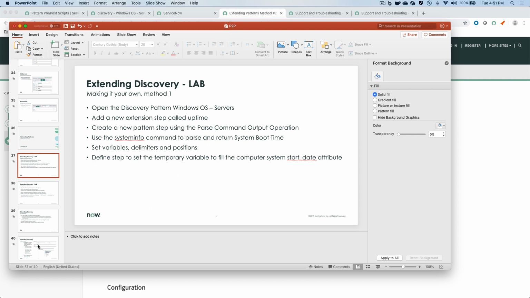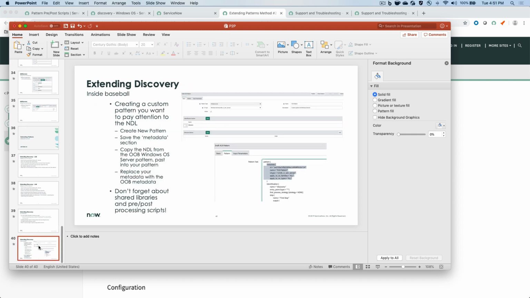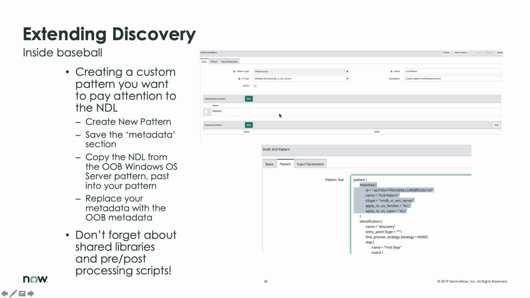I do have one other piece about the inside baseball one. This is a good one. If you want to duplicate, we all know it's a good practice, back in probes and sensors, if you want to do your own Windows OS information probe, to copy the guts of the probe and the sensor and then make it your own, leaving the out of box alone, so you always get those updates and can reference them.